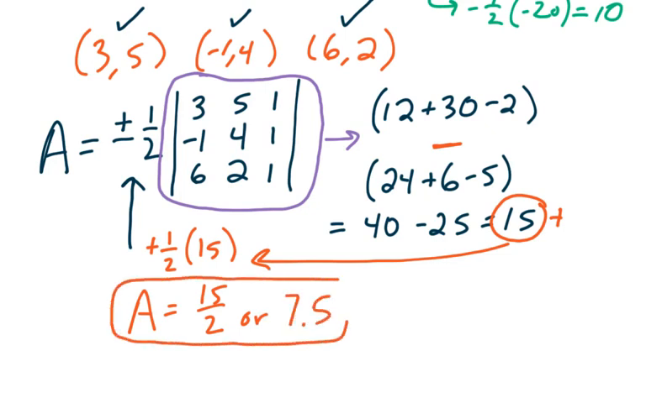Could we have done that by graphing the points? I don't think so. I don't think this was a right triangle. But this is a really, really awesome shortcut. To find the area of any triangle in the world, whether it's a right triangle or not, you can always use the determinant of a matrix. And it works out. What a great shortcut.